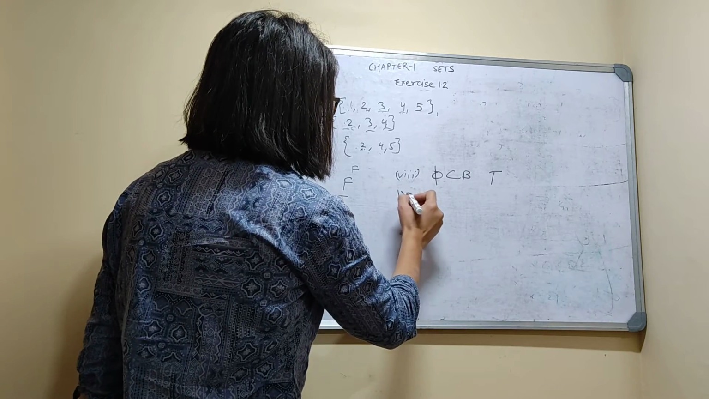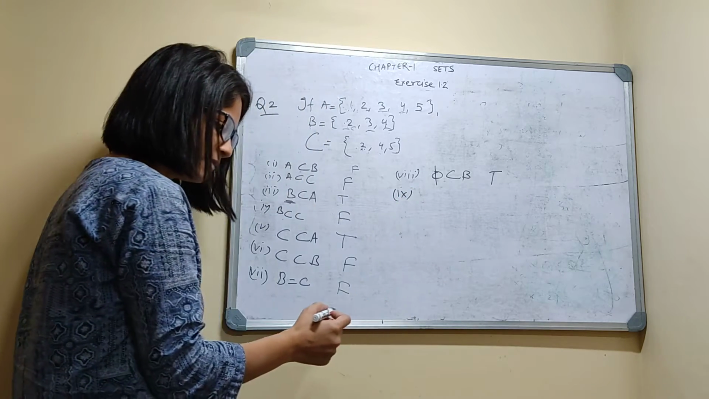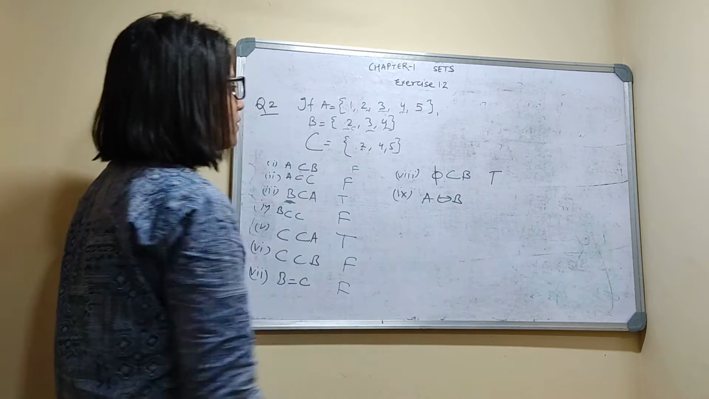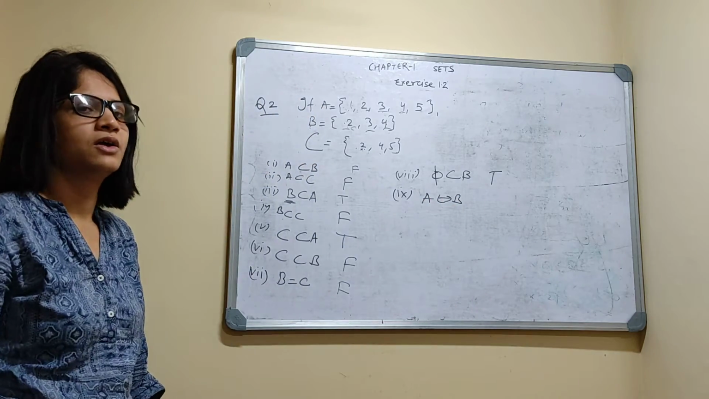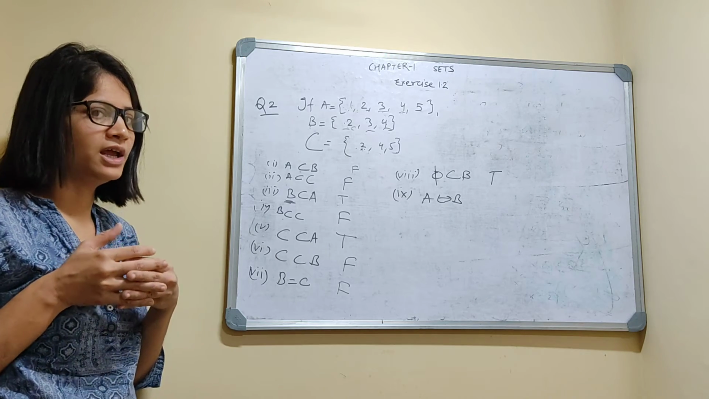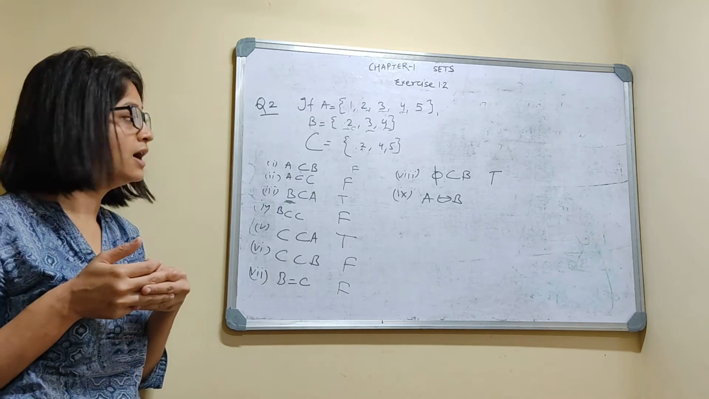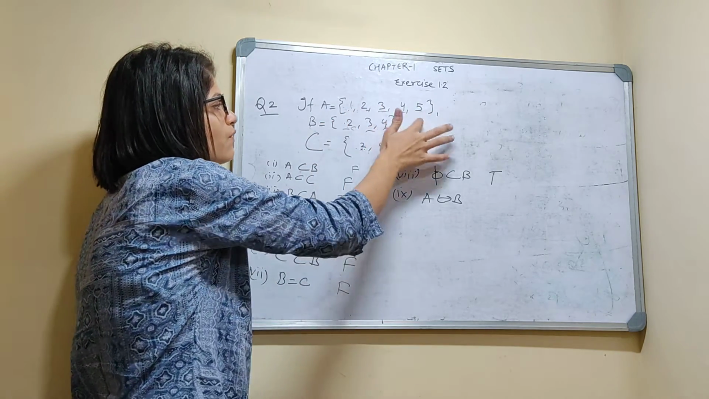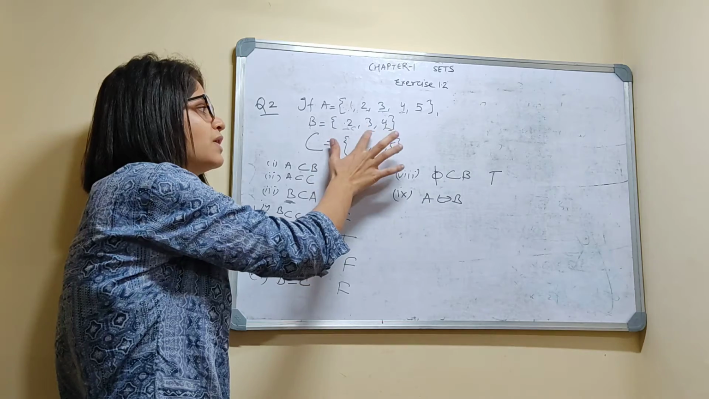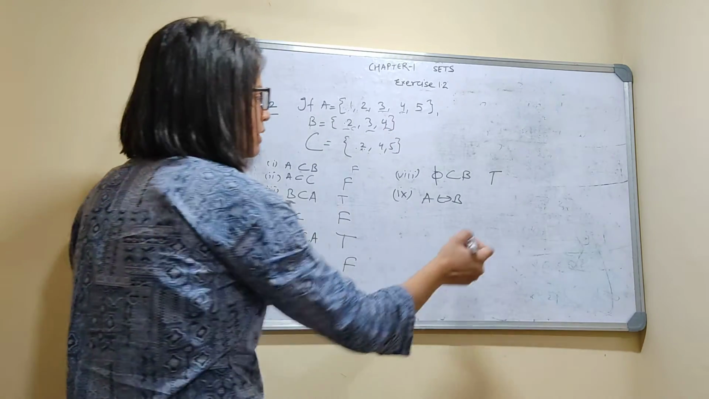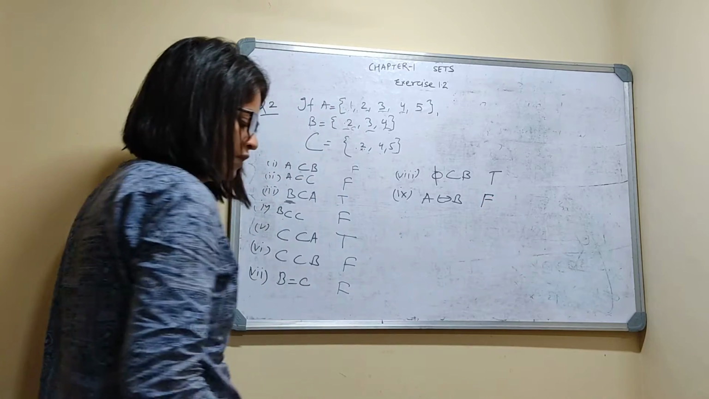Now, part 9. A is equivalent to B. When are A and B equivalent? When the number of elements of A and the number of elements of B are the same. But here A has 5 elements, and in B only 3 elements are there. That's why these are not equivalent sets. So the answer is false.